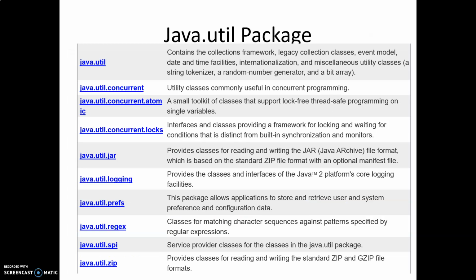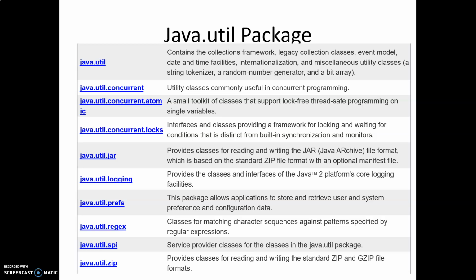Next we have the most usable java.util package, where we have time, date, and so on. Along with that, we have something called concurrent, which is used for concurrent programming. Then concurrent.atomic, which works for a small toolkit of classes that support lock-free thread-safe programming. So concurrent and concurrent.atomic work for threaded programming. Even the logs, where we provide the logs for the threads and so on. Then for working with jar utilities, we use java.util.jar. Then for log information of our JDK, we use java.util.logging.